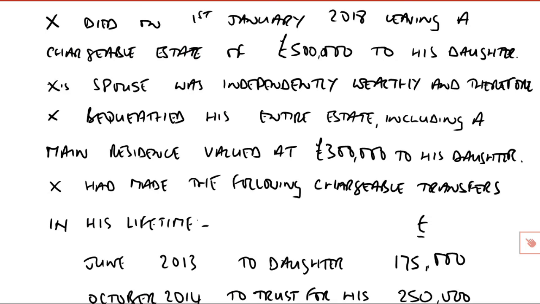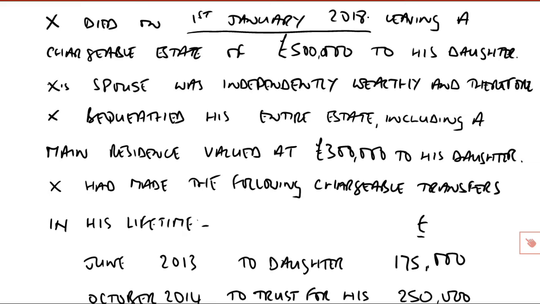Again, you might want to freeze the screen here and copy down the information for this example. We've got X died on the 1st of January 18. So when a taxpayer died, we're going to have to calculate the amount of tax due on death.